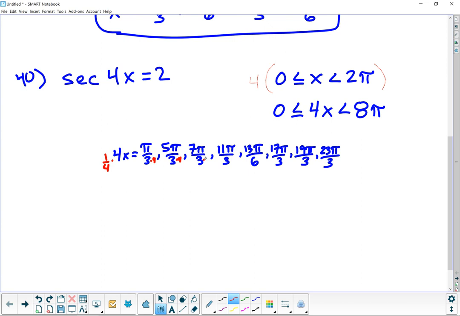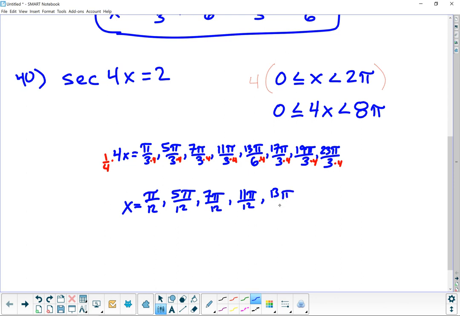You can see what happens. It turns all the bottom to 12. That's all it is. You don't have to show any work. So my final answer, x equals pi over 12, 5 pi over 12, 7 pi over 12, 11 pi over 12, 13 pi over 12. Oops, I don't know why I did 13 over 6.